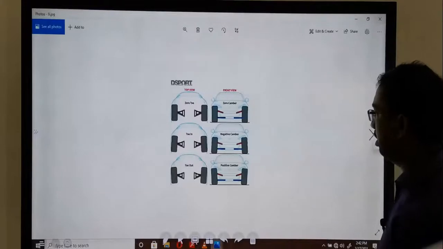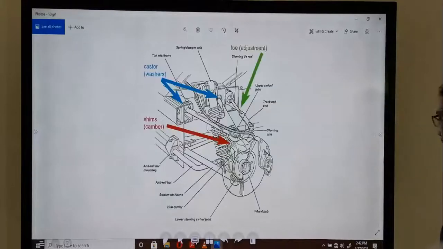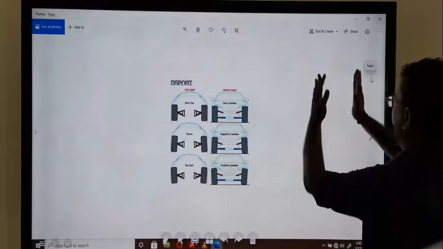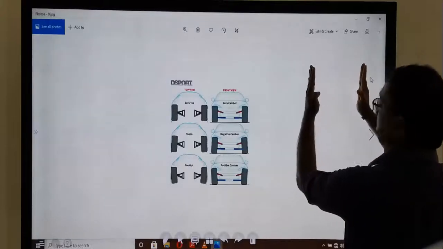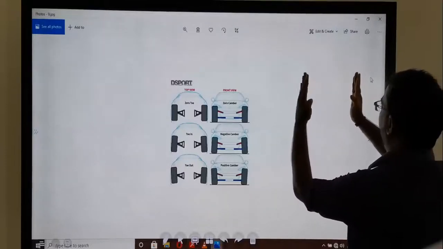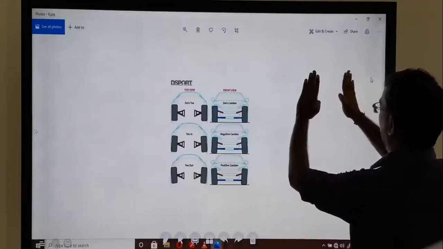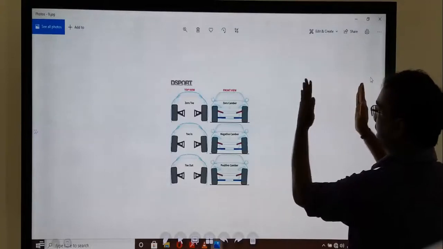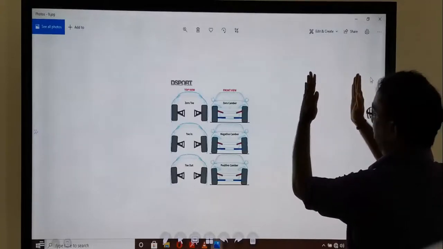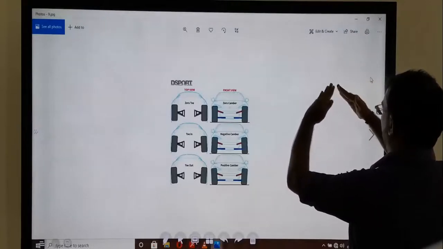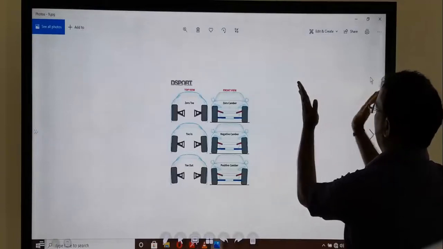Look at my hands. The toe means, this is the wheel, and this is vertical. Toe in means the wheels come like this. Toe out, the wheels are like this. Camber means, this is zero camber. Negative camber, it moves this way. Positive camber is like this.